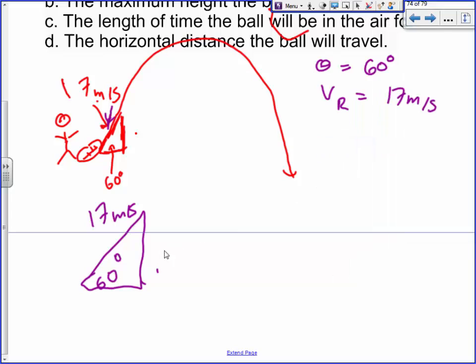Okay, and so we're gonna look for the velocity initial in the y direction right here. And right about here, the velocity initial in the x direction. We need to find those, because there's going to be some upwards component to this fall, but there's also going to be some forward component to this fall. Does that make sense?